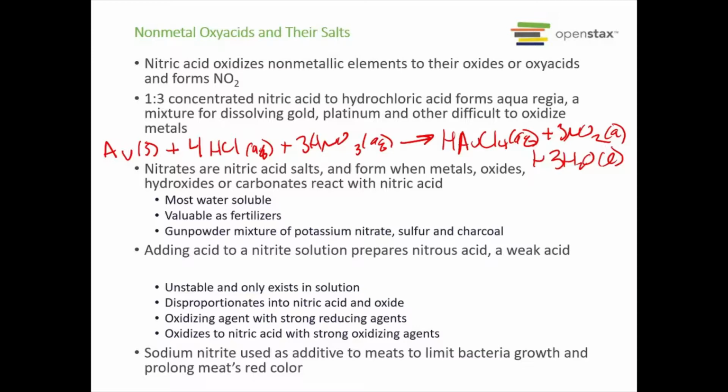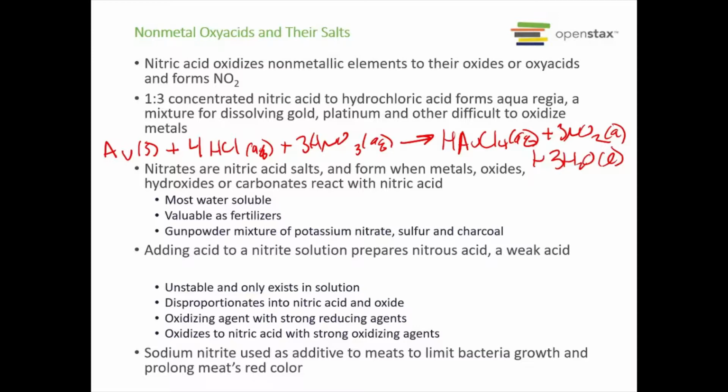So these are, again, nitric acid salts, and these form when we have some metals, oxides, hydroxides, or carbonates reacting with nitric acid. Like I said, they're water soluble and very valuable as fertilizers, but they're flammable. They are also in gunpowder. So potassium nitrate is mixed with sulfur and charcoal to make gunpowder.